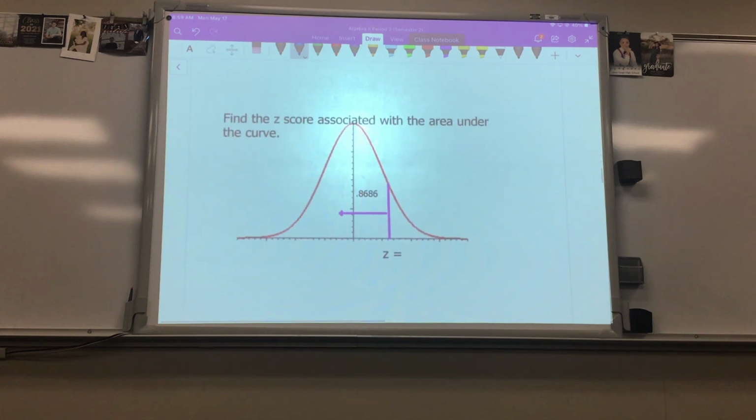Okay, same thing here. Got the area to the left of it, right? So what are you going to do to find that z-score? Find it on the table, right? So go ahead, find it. 8686, and it should be positive again, right? 8686, what do we get? 1.12.